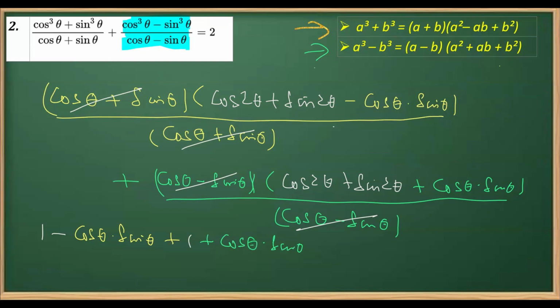Now you can figure out once again that positive and negative cos theta sin theta get cancelled. At the end we get 1 plus 1, which is equal to 2. And therefore we'll say this is equal to the RHS. That's how we prove this question.